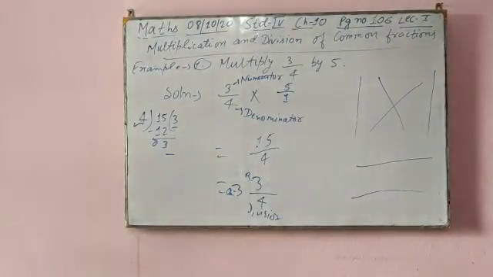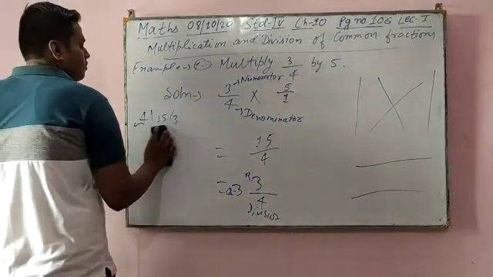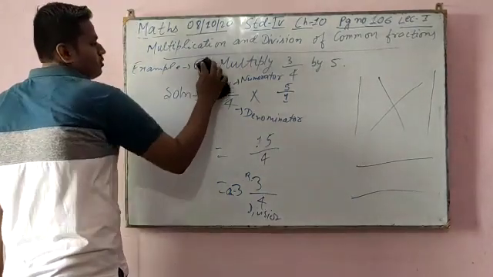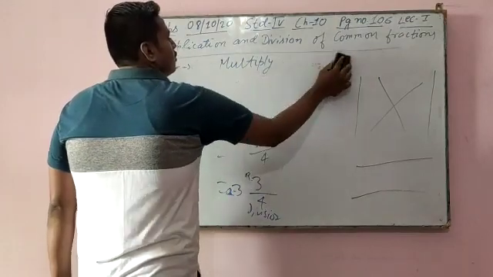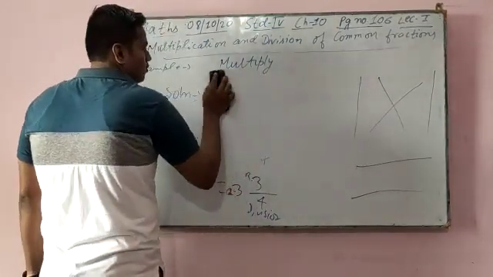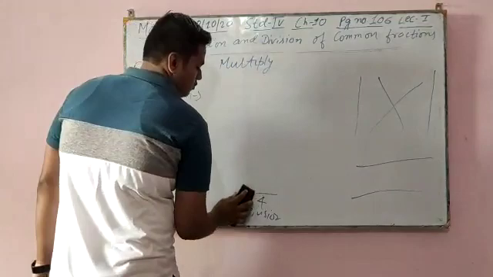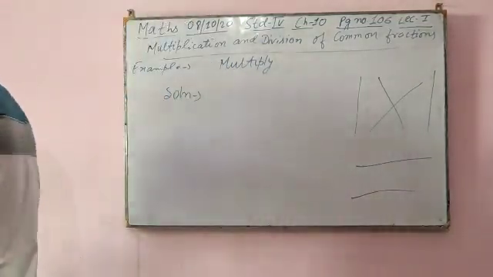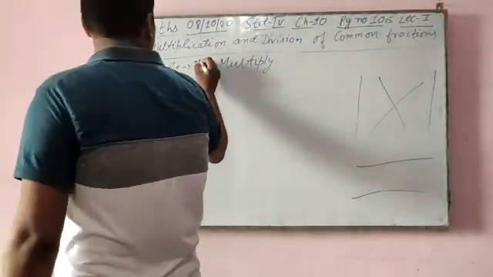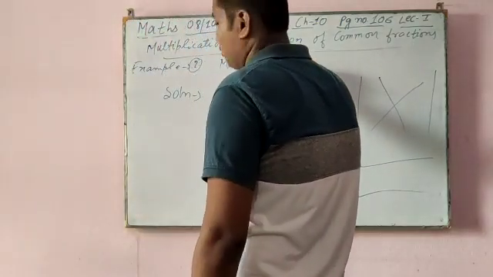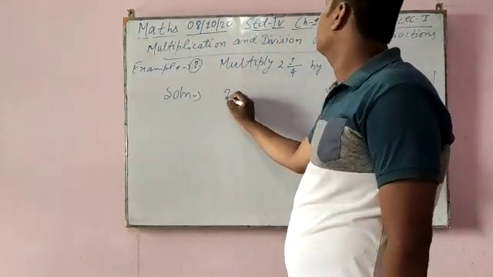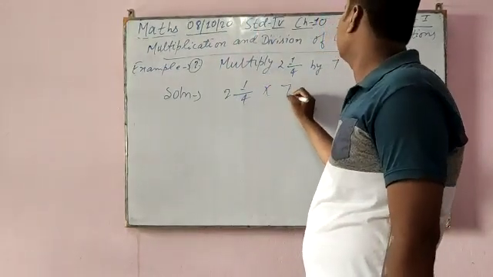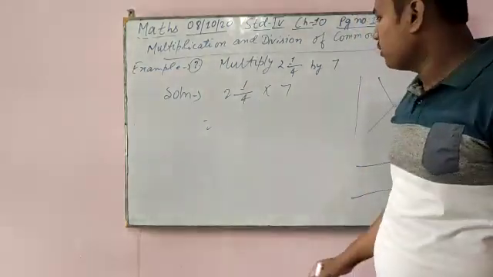Now we move to example number 2. Multiply 2 whole 1 by 4 by 7. So 2 whole 1 by 4 multiplied by 7, but change it into a proper and improper fraction.